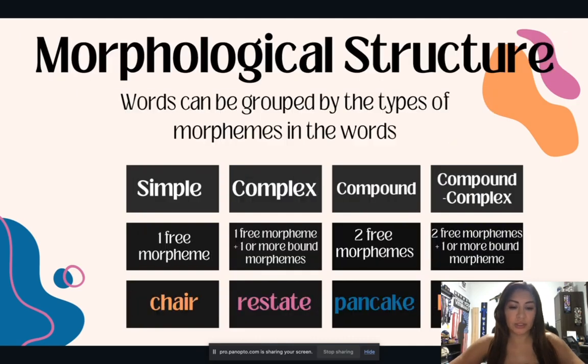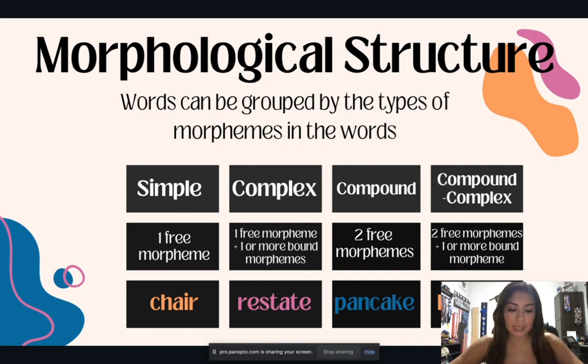Morphological structure. Words can be grouped by the types of morphemes in the words, also known as the morphological structure. Simple words are composed of one free morpheme, like the word chair. Complex words are made up of one free morpheme and one or more bound morphemes.